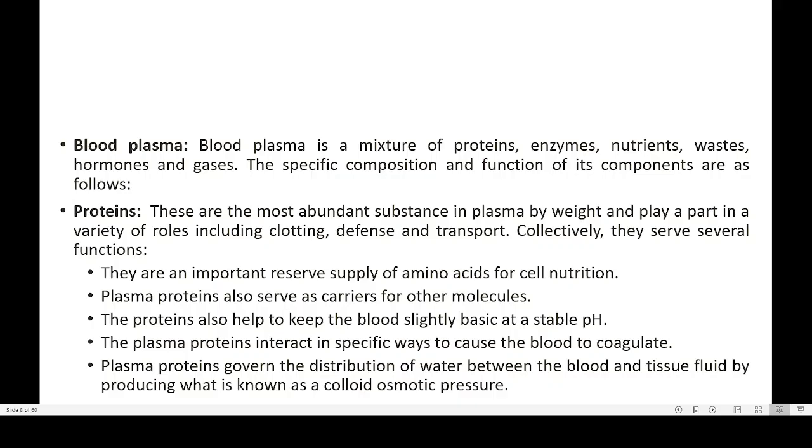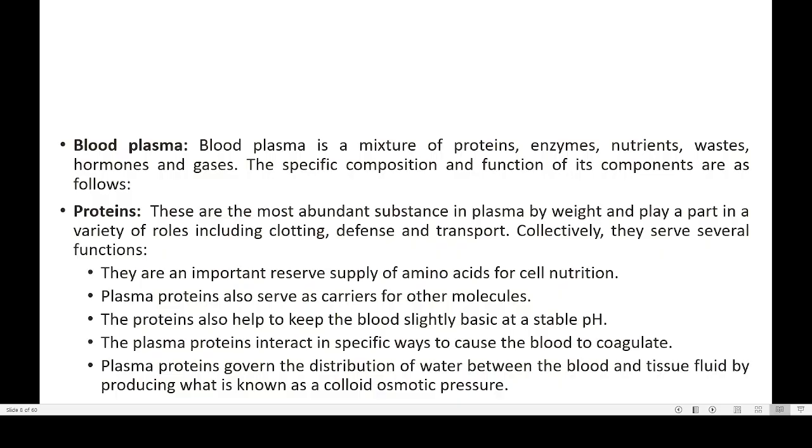Then they help to keep the blood slightly basic. Earlier we have seen that the pH of the blood is not 7, it is 7.35 to 7.45. That means it is slightly basic. That alkaline nature is mainly imparted by the presence of this protein. Most of them are alkaline proteins. The plasma proteins interact in specific ways to cause blood to coagulate. The coagulation of blood mainly involves fibrin, that is a plasma protein. So, in the absence of these plasma proteins, the coagulation may not work properly.